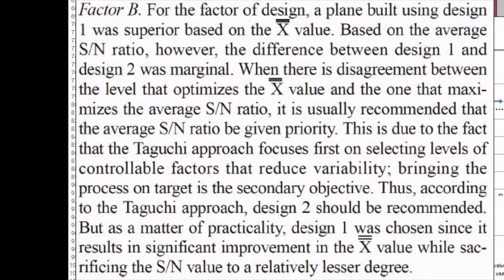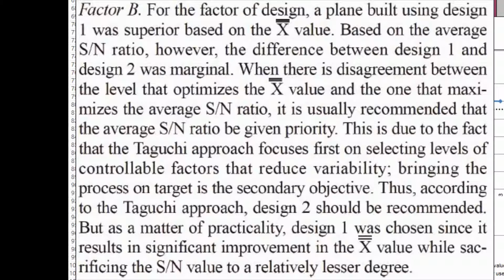Commenting on this difference, Sarin states, "Factor B, the factor of design, plane built using design 1, was superior based on the mean value. Based on the average SN ratio, however, the difference between design 1 and design 2 was marginal. When there is disagreement between the level that optimizes the mean value and the one that maximizes the average SN ratio, it is usually recommended that the average SN ratio be given priority.